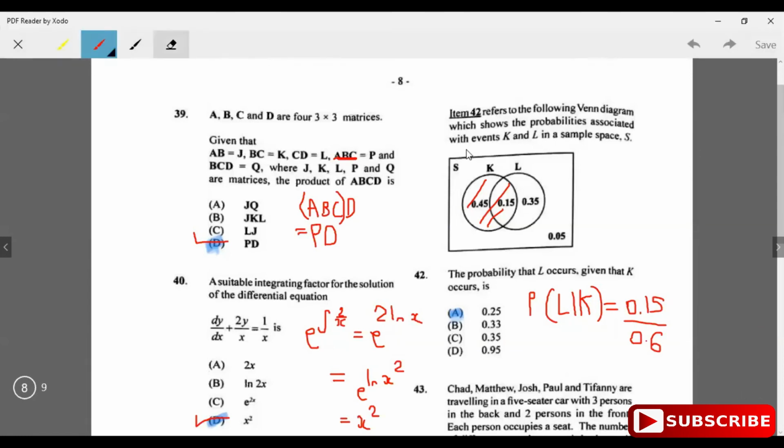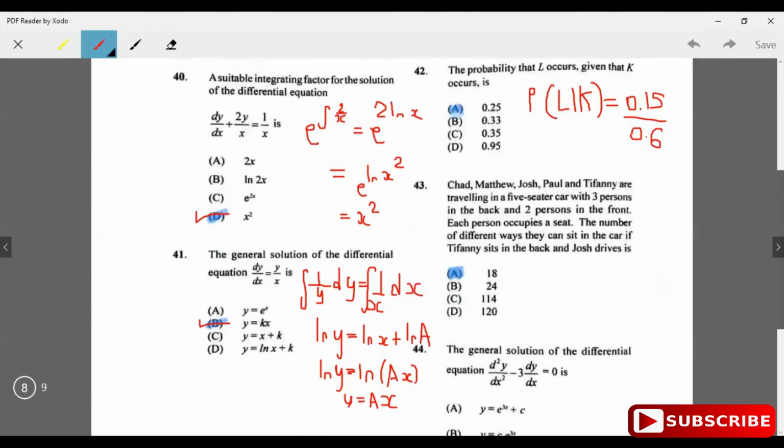Easy, nice. Now, right here, they say that Chad, Matthew, Josh, Paul, and Tiffany are traveling in a 5-seater car with 3 persons in the back and 2 persons in the front. So let's just set up our 5-seater. This is the seat on the left, the driver's seat. Then we have 3 persons who can sit in the back. Let's hear what they say now.